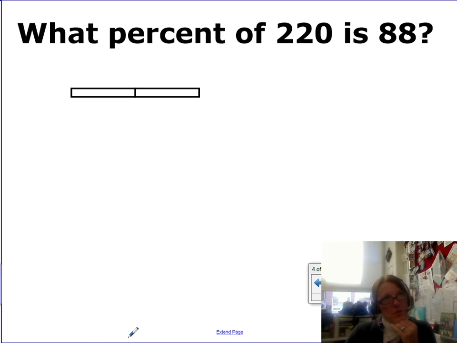So let's look at another one. What percent of 220 is 88? First I want you to visualize this. I want you to draw the bar. Here's 0%. Here's 100%.